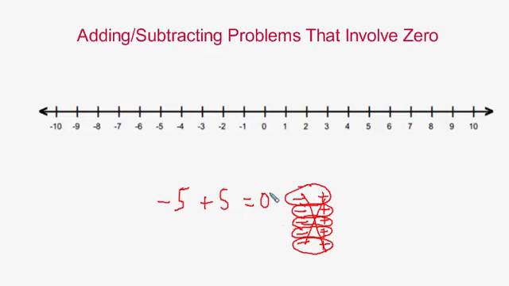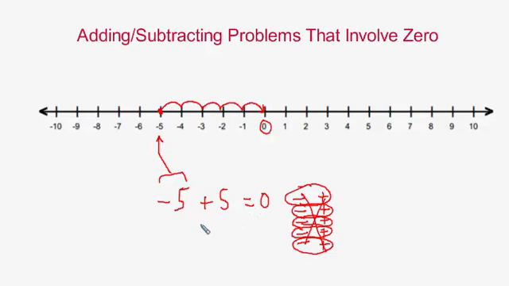The other way to think of it is -5 on the real number line is right there, 5 units to the left of 0. And adding 5 would mean you are to move 5 units to the right. 1, 2, 3, 4, 5. Either case, you end at 0.